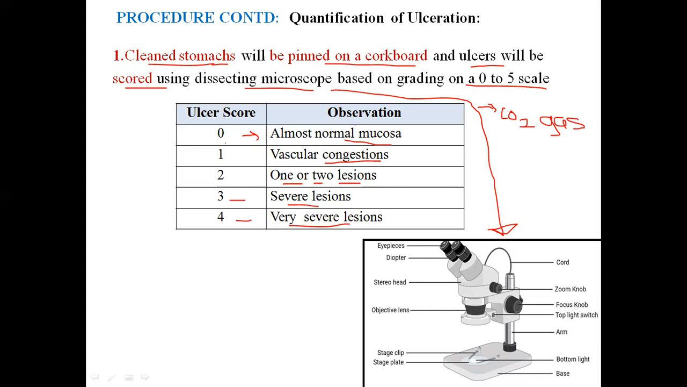Now, to minimize the error, we have to go for a blind observer. A person who is expert in scoring, but he is blind. Why are we calling him blind? Because he doesn't know about the groupings of the animals. You are handing over the sample and he is not aware from which group this sample is given. So that will reduce the error. So we are using a blind observer.